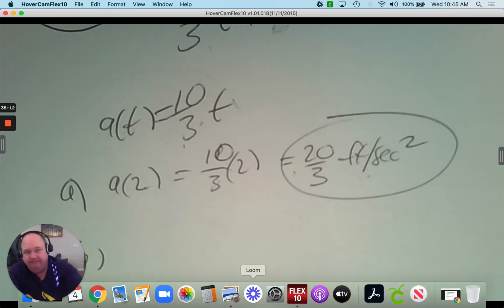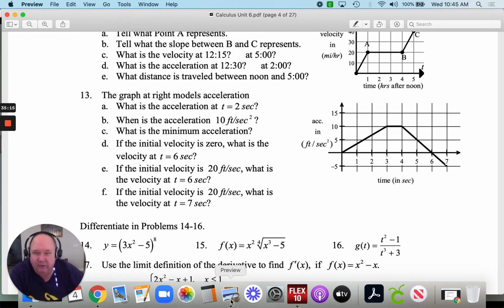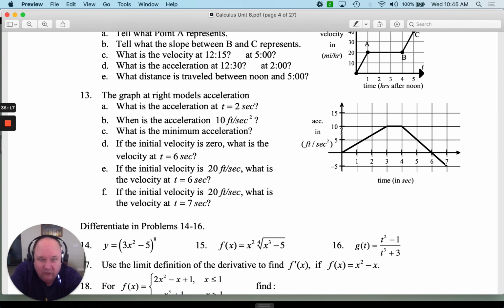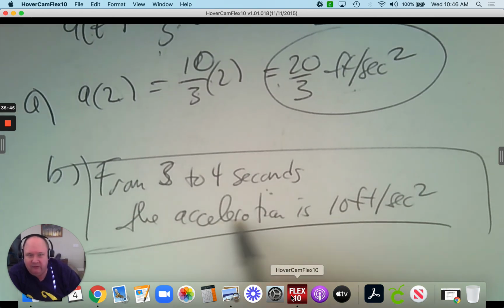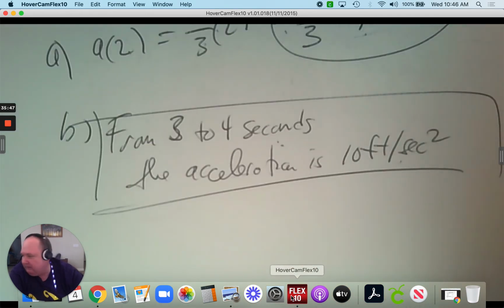Part B. When is the acceleration 10? So look at 10 and look across on the graph from 3 to 4. So from 3 to 4 seconds, the acceleration is 10 feet per second squared. Units are so important. Don't be sloppy with your units. So from 3 to 4 seconds, the acceleration is 10 feet per second squared.